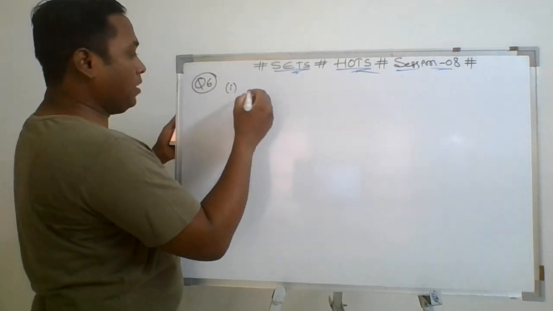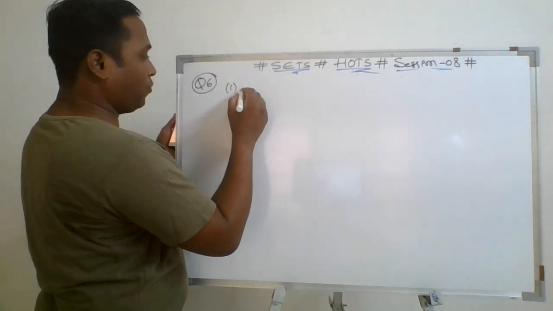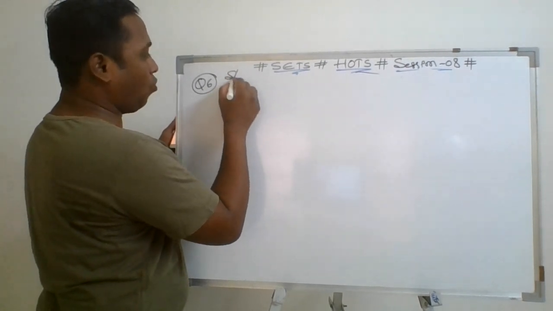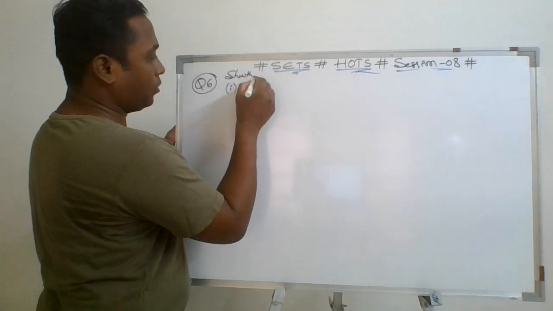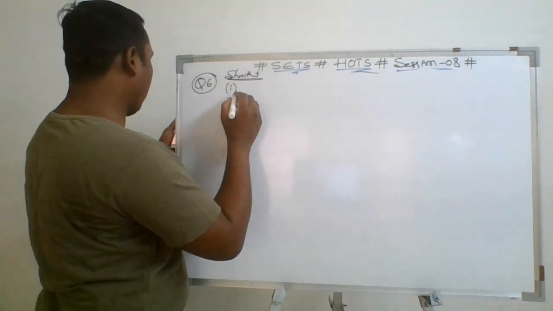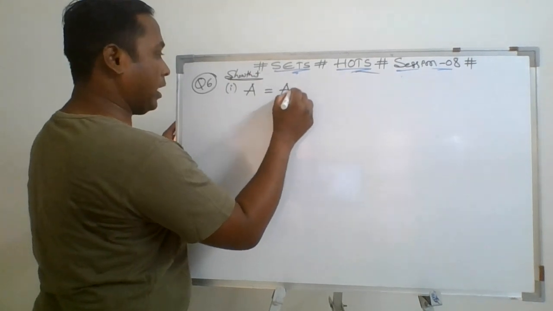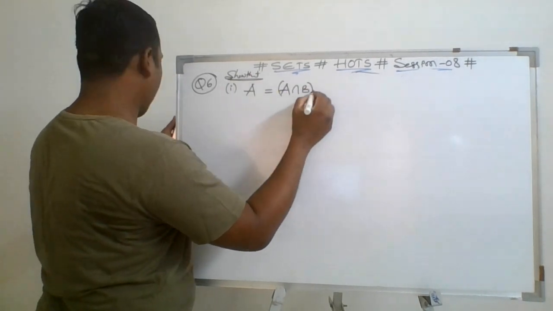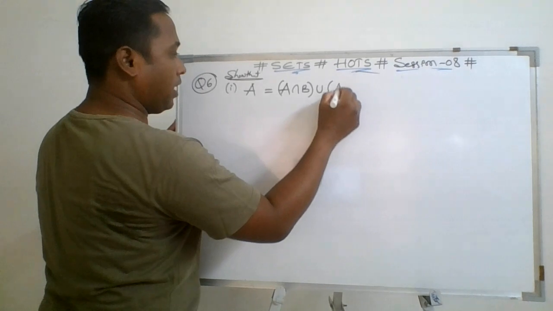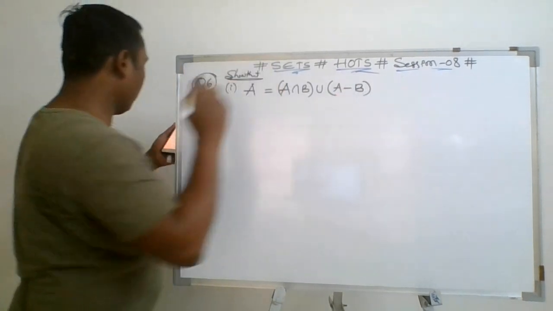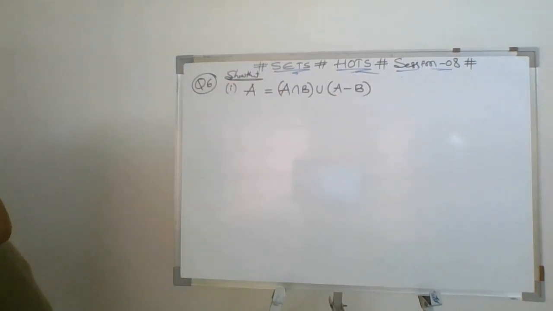Let us take, by using the properties of sets, I have to show that set A is equal to A intersection B union A minus B. This is one of the statements.